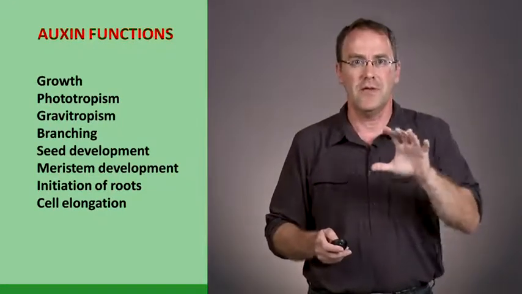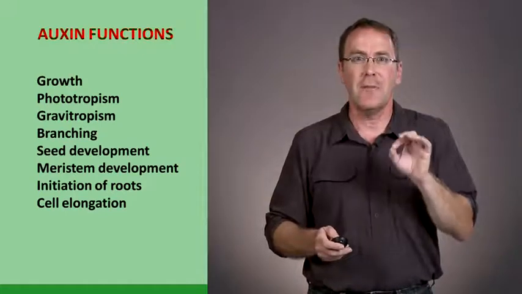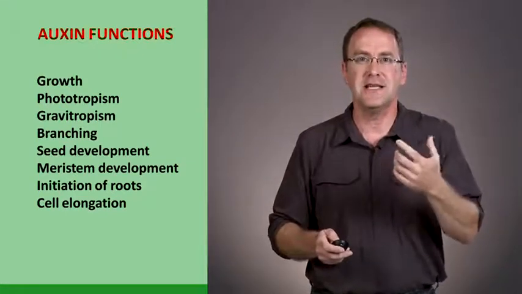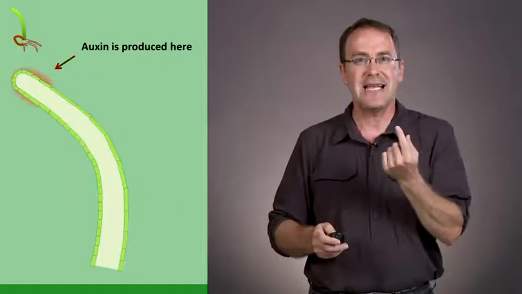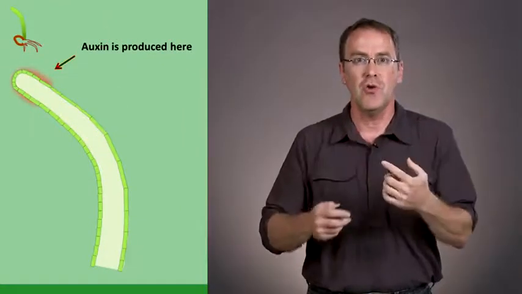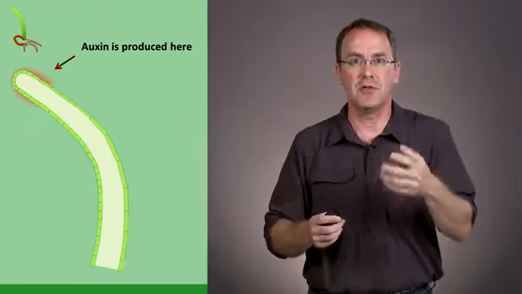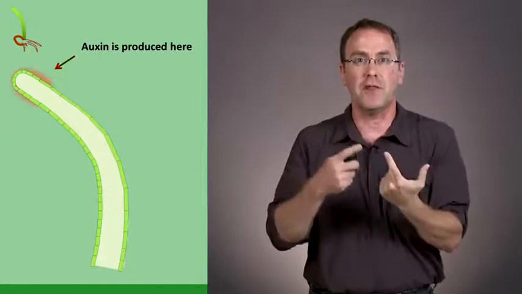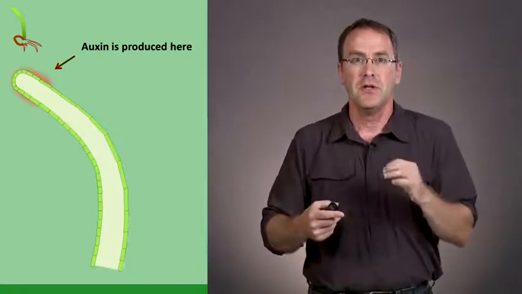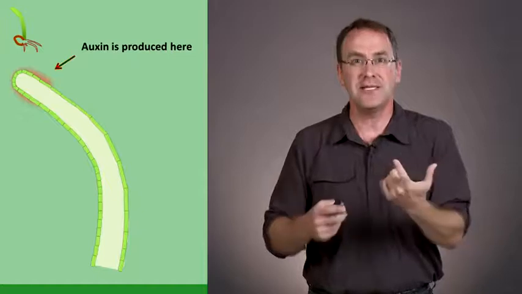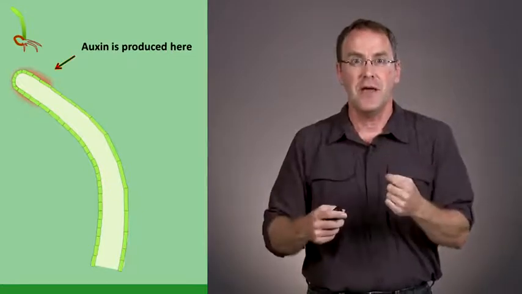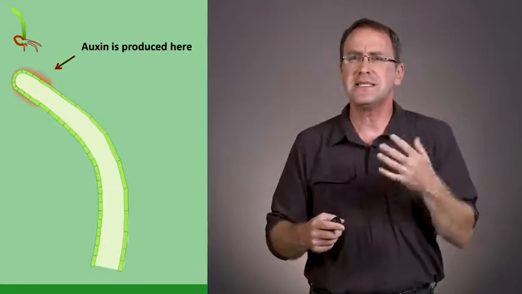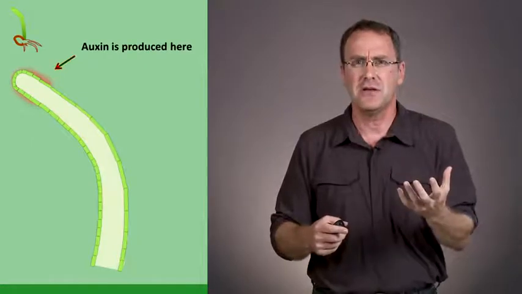I want to tell you one other thing, is that one of the major sites where auxin is produced is at the tip of the shoot, which is called the shoot meristem. Those are the embryonic cells of the green part of the plant at the top. So auxin is made in the shoot meristem at the tip of the seedling, and one of its major roles is to stimulate cell elongation.